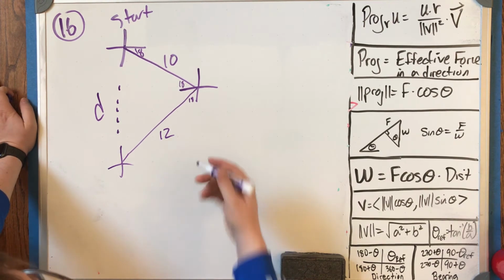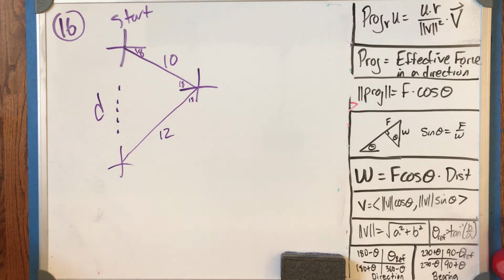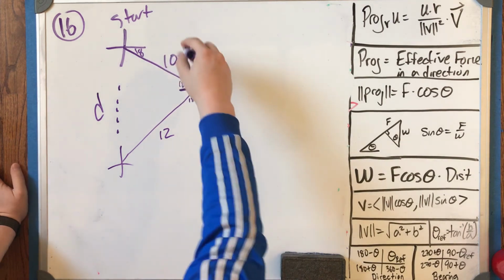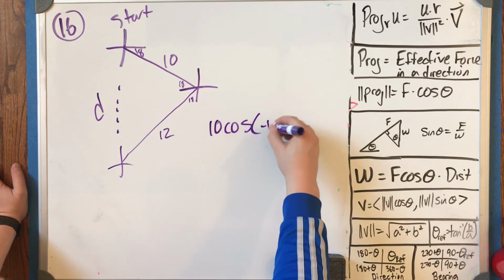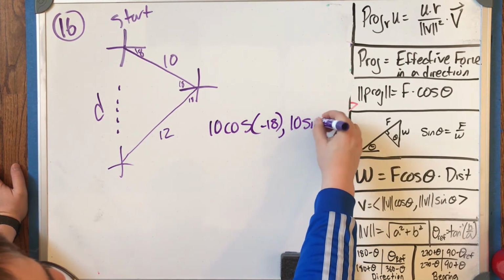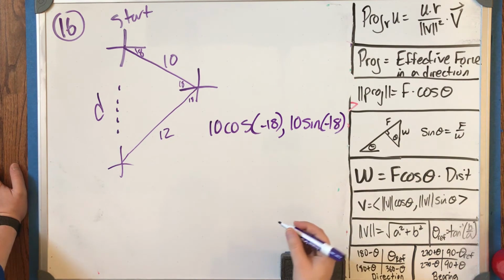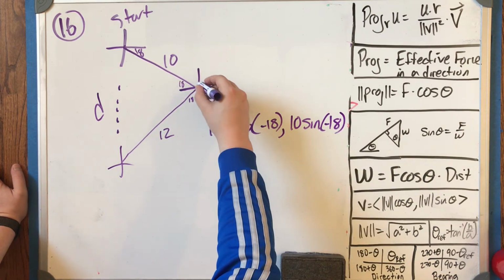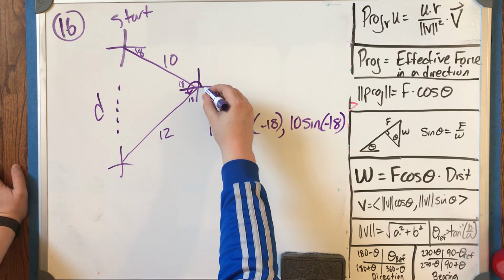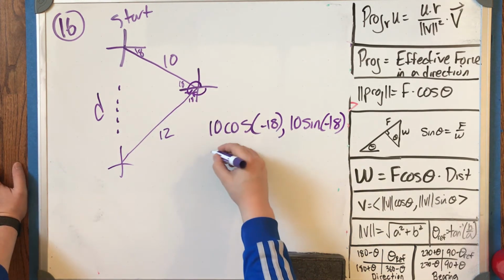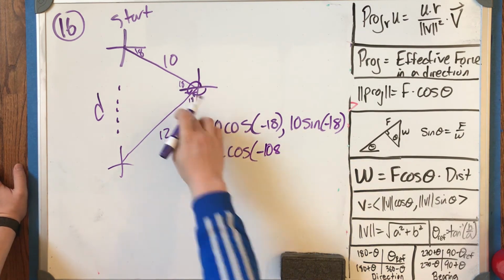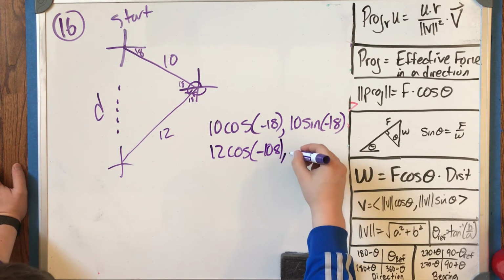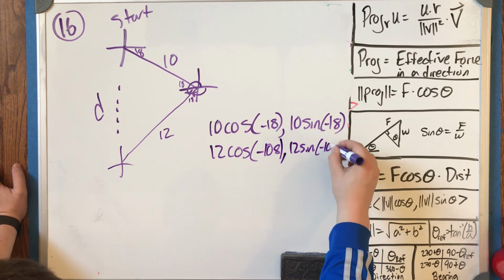We can actually use vectors to solve this rather than using law of cosines or law of sines. So I can write a vector for this side length up here: 10 cosine negative 18, 10 sine negative 18. Now for here, I have two options. I can get the direction angle going that way, or go this way, which is easier for me to think about right now. I don't have a calculator in front of me, so I'm going to do negative 108, 90 plus 18, and then 12 sine negative 108.